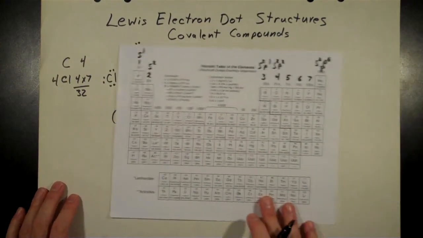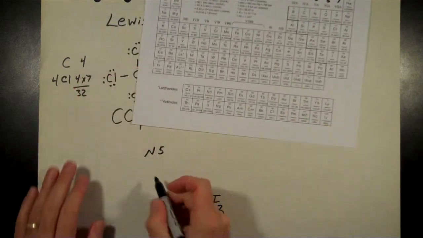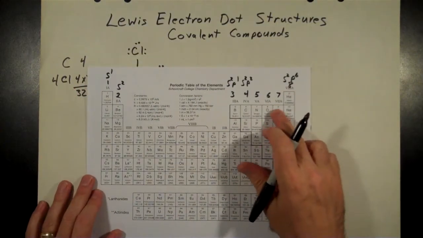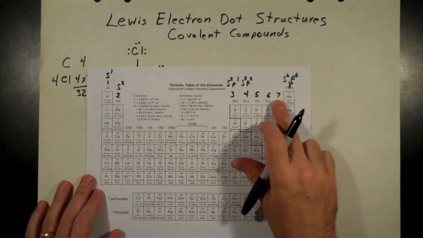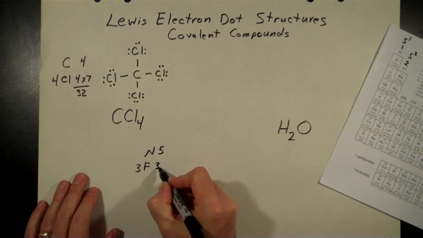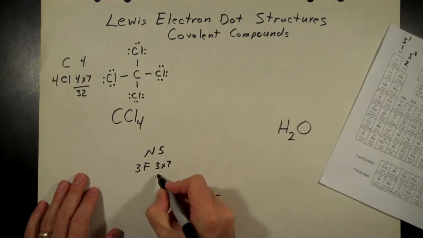So we're going to have 5 electrons from the nitrogen, and then we have 3 fluorines, 3 F atoms, and each F atom's in the same column as chlorine. It's going to have the same number of valence electrons as chlorine then. 7 for each of those 3. So 3 times 7 for that.